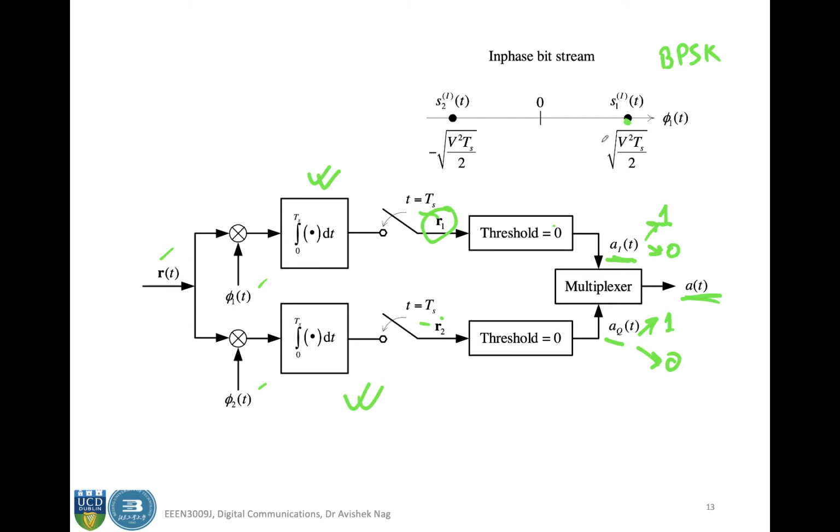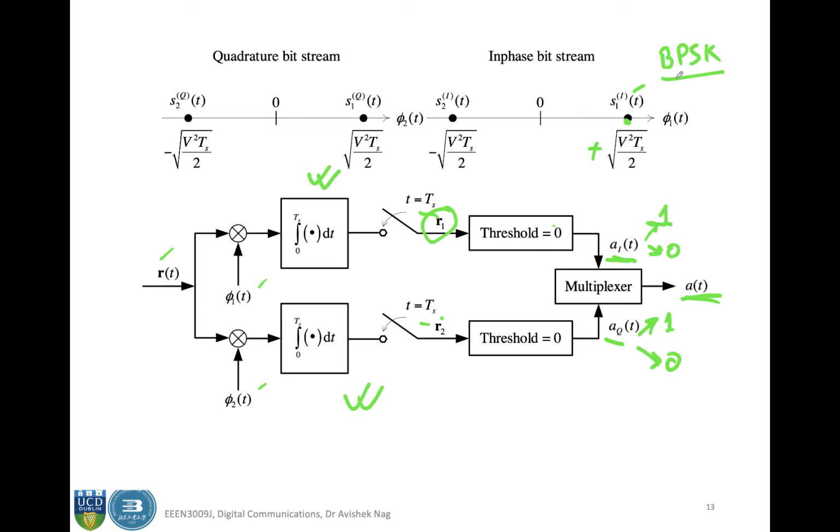So if it is plus the square root of energy of this particular signal, then this is minus the square root of energy. So this is the in phase bit stream, which is 1 BPSK, and the quadrature bit stream is another BPSK. Okay, so you have essentially 2 BPSKs. So this is 1 BPSK and this is another BPSK. So 2 of these arms of the receiver actually correspond to 2 separate BPSKs.